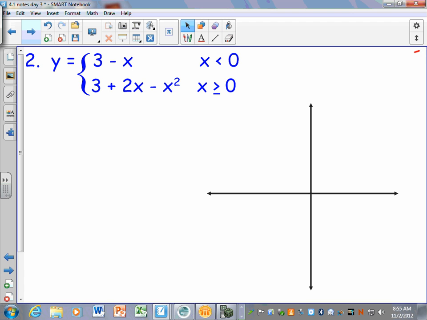How about this one? Y equals 3 minus x when x is less than 0, and y equals 3 plus 2x minus x squared when x is greater than or equal to 0.